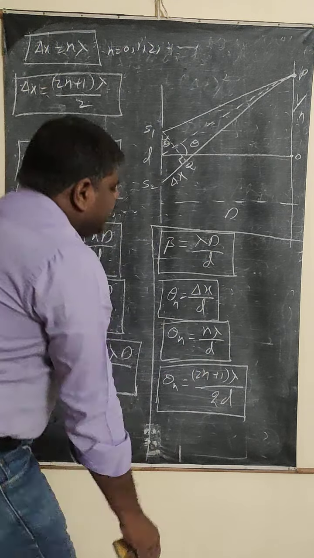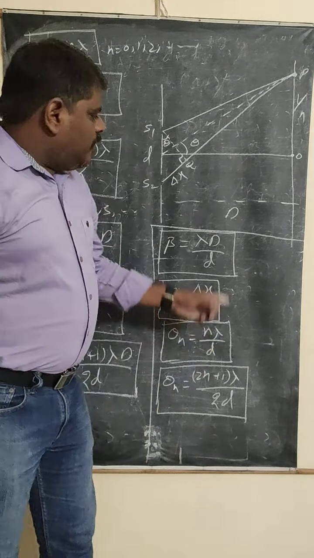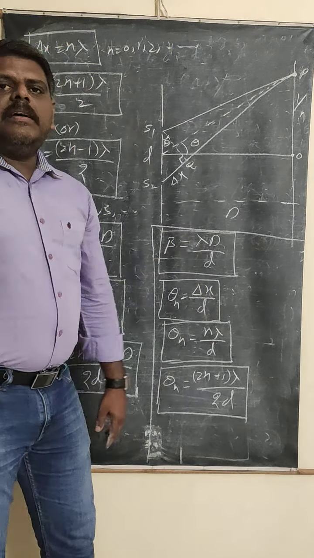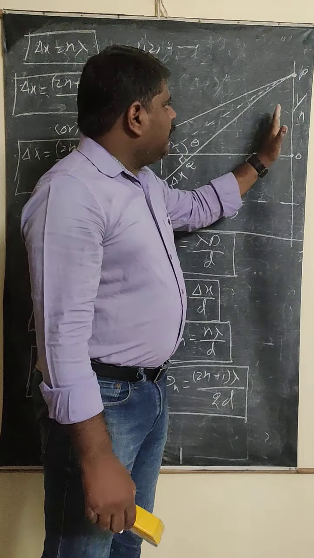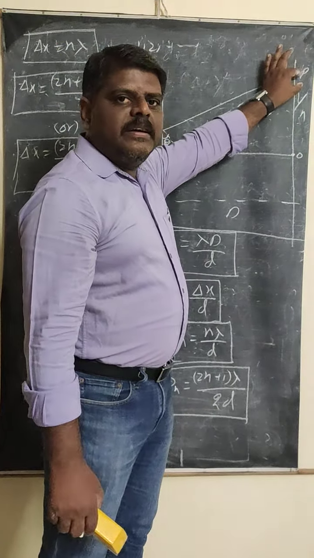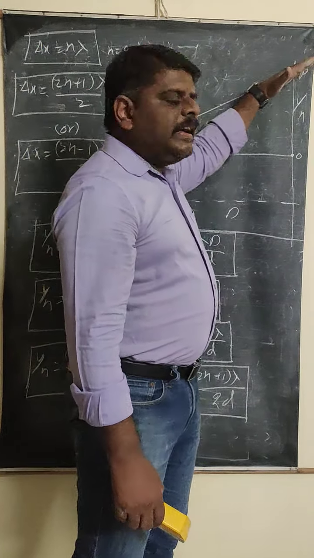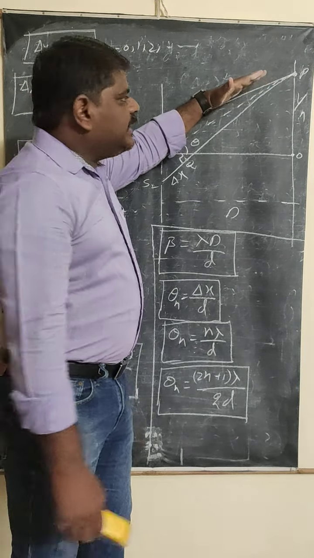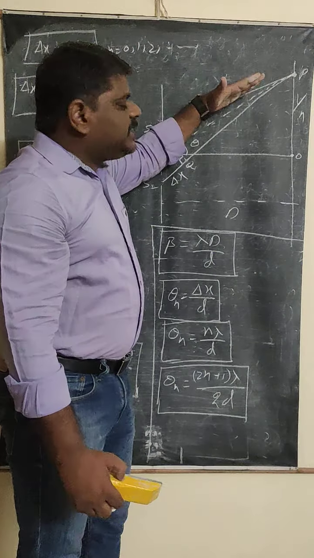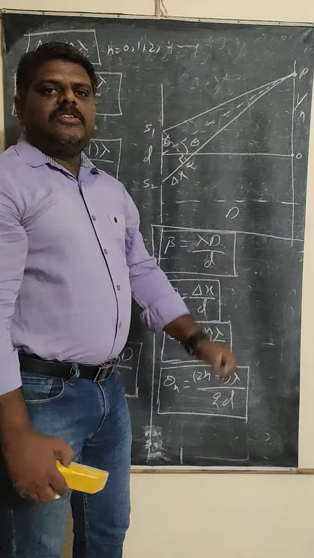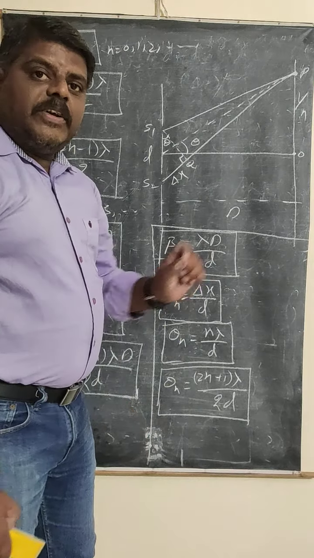This equation clearly explains that the angular width does not depend on the distance of the screen. If we locate the point P here, both rays intersect at this point. If you increase the screen distance, this distance does not change and this angle does not change. You are increasing or decreasing the screen, but this elevation does not change. If the elevation does not change, theta also does not change. That's why theta does not depend on capital D, but the fringe width does.